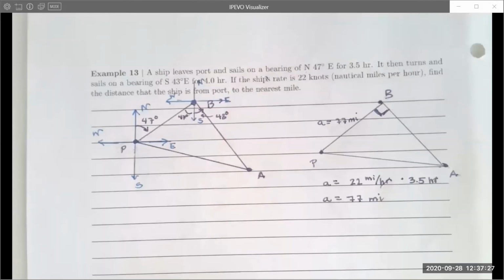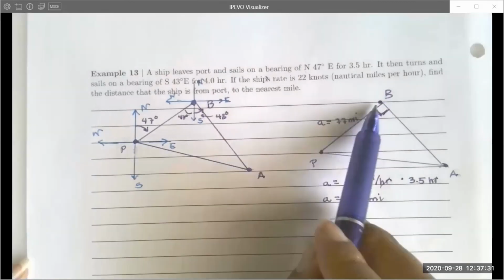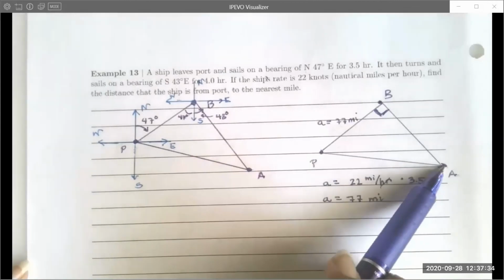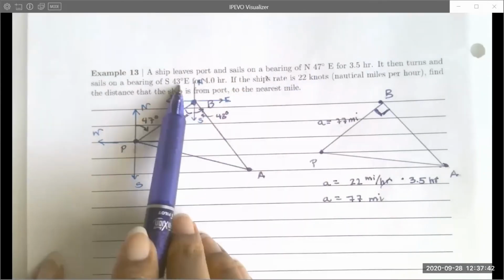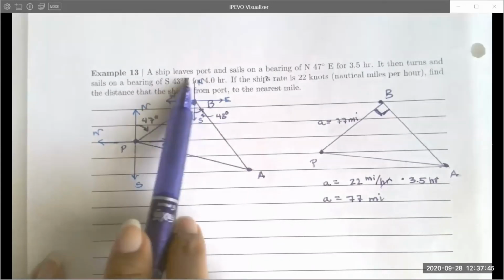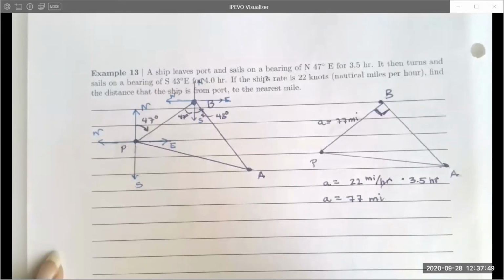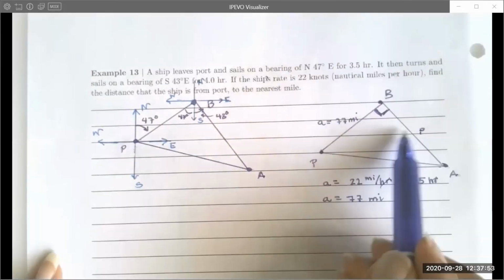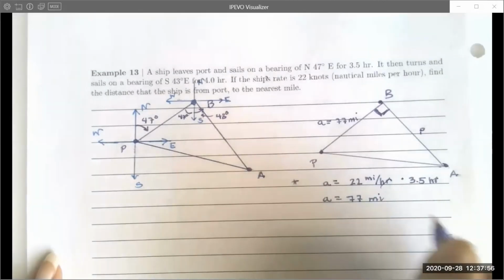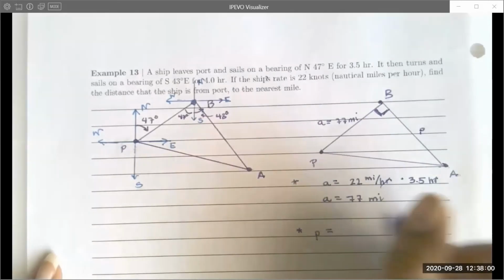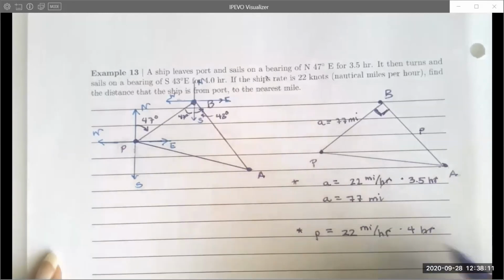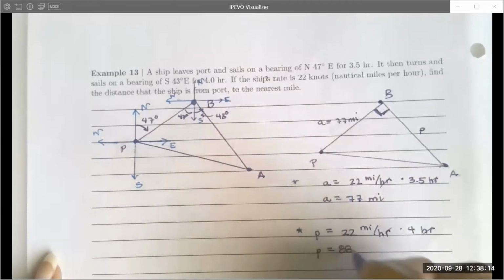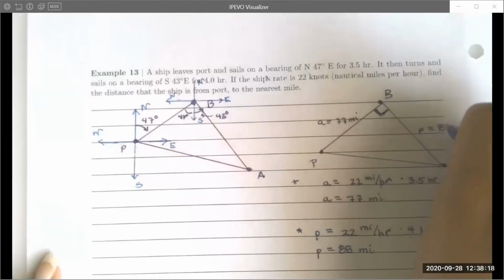What other information do we know? Well, we know how long it was traveling from when it first turned to the last point that we were interested in. It says it then turns and sails on a bearing 43 degrees east from south, so this bearing here, and it travels in that bearing for 4 hours at 22 knots. Okay, so I'm going to call this little p because it's opposite to angle P, and little p is going to be 22 miles per hour times 4 hours. So again, the hours are going to cancel out, and we're just going to get that p is 88 miles. Okay, so this is 88 miles.